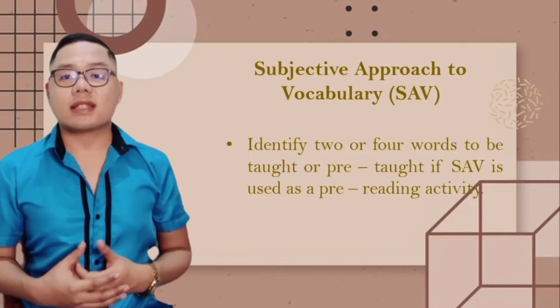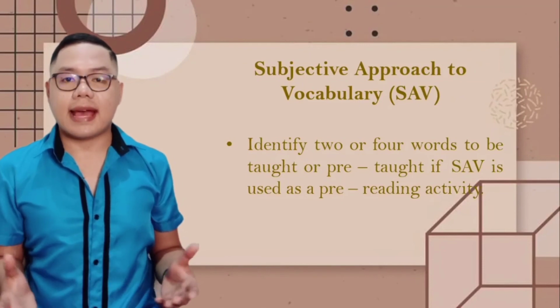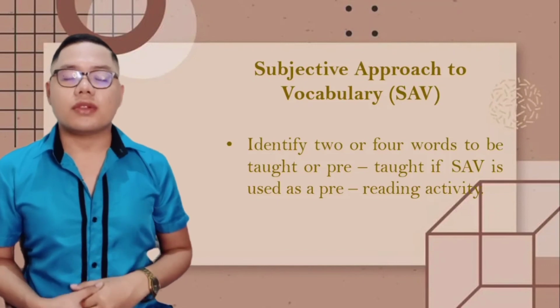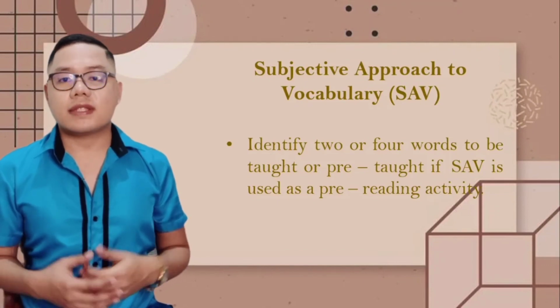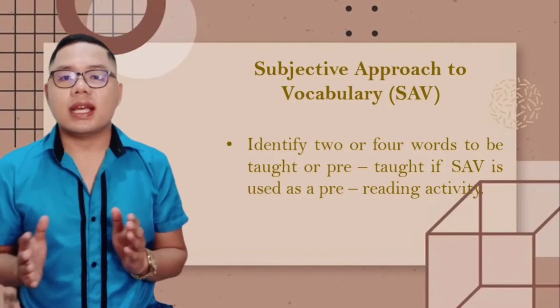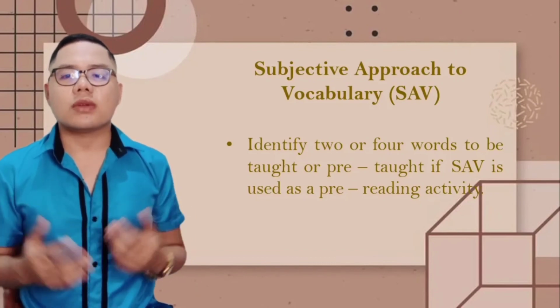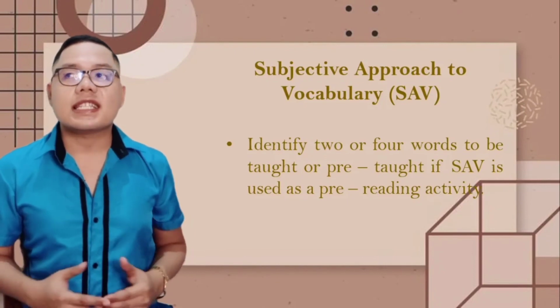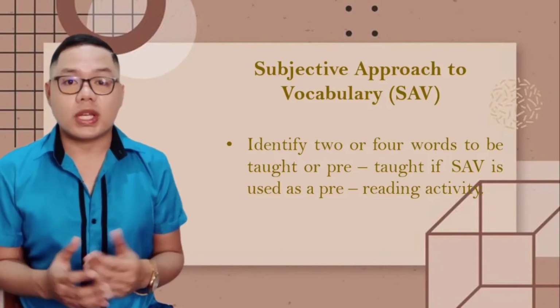Next, we have the subjective approach to vocabulary or SAV. So number 1, identify 2 or 4 words to be taught or pre-taught if SAV is used as a pre-reading activity. So if a word list is used, be sure to include as many words as possible that impart concepts and feelings that you would wish students to learn.